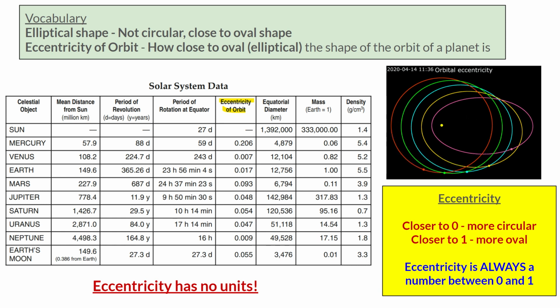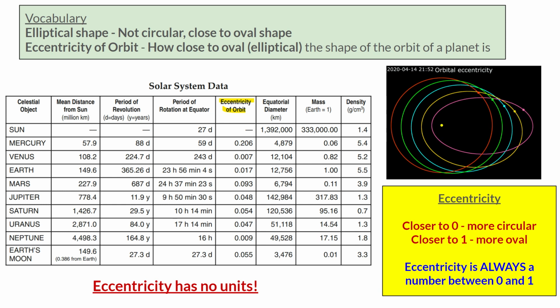So when we say the orbit of a planet is more elliptical, we're saying that the shape the planet creates going around the sun is more of an oval shape rather than a circular shape. And then we have eccentricity. When we talk about the eccentricity of a planet's orbit, we're seeing how close to oval, elliptical, or circular the shape of the planet's orbit is.